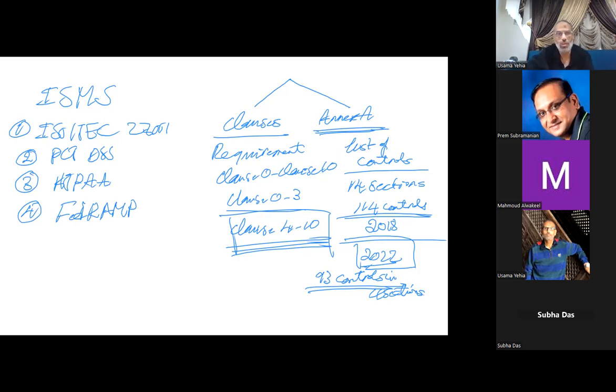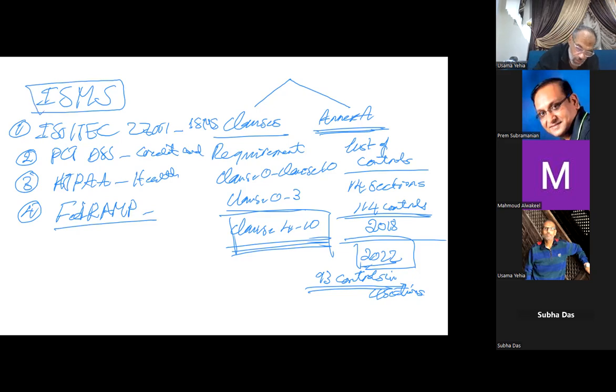Because these simple questions, usually the ISMS, I mean the ISO, it is for ISMS, PCI, it is for credit card usage, HIPAA protecting health information, FedRAMP is for organizations which are dealing with government or federations and so on. These are the standards for the ISMS.